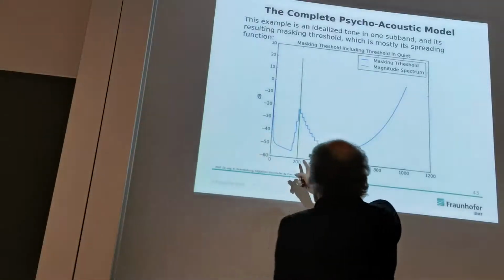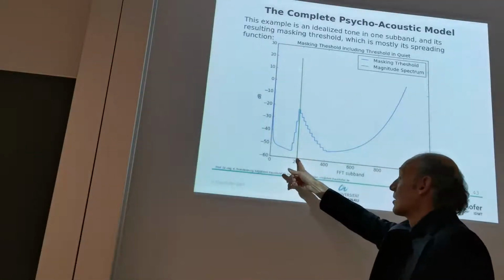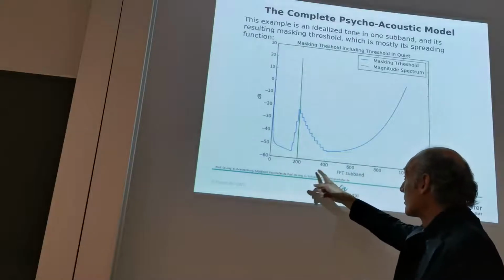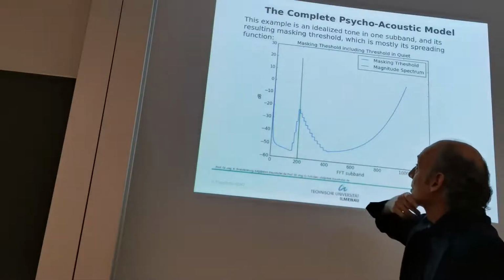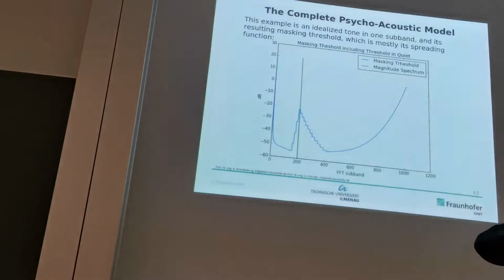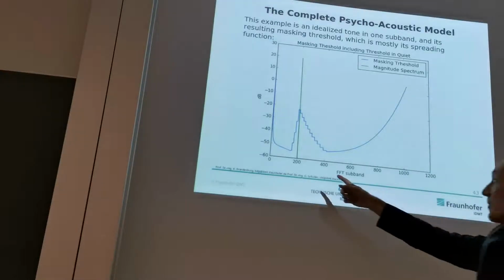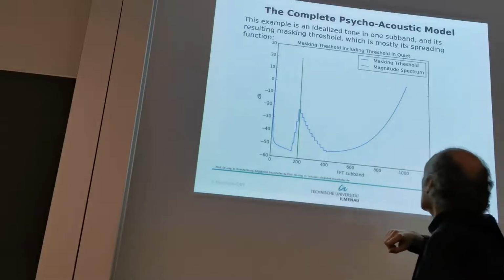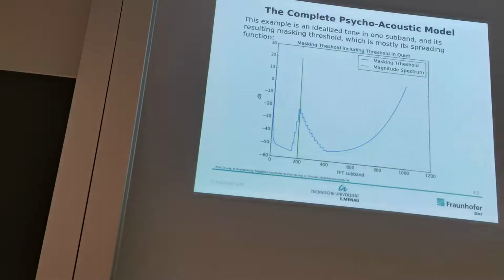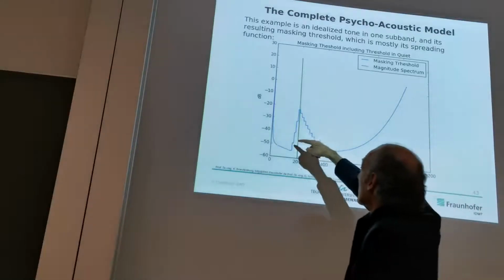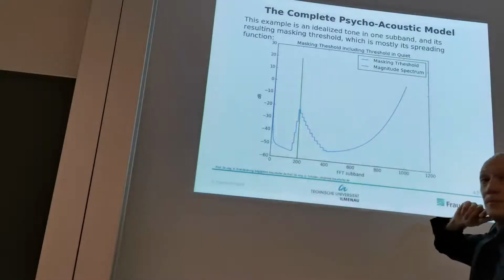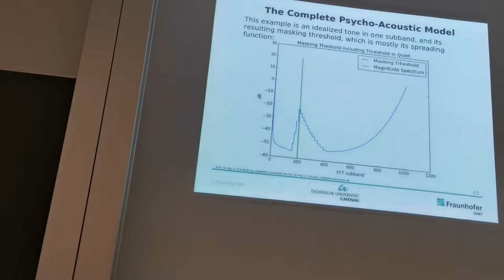So here you just have a single active subband in the FFT. Subband number 200 is active at 20 dB. Right? So this is an ideal sinusoid in this subband. And then you can see, after computing our masking threshold, the blue line here is what comes out of our model. Does that make sense?